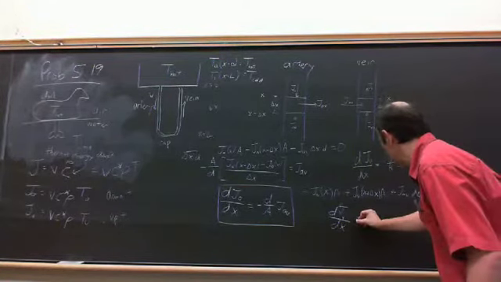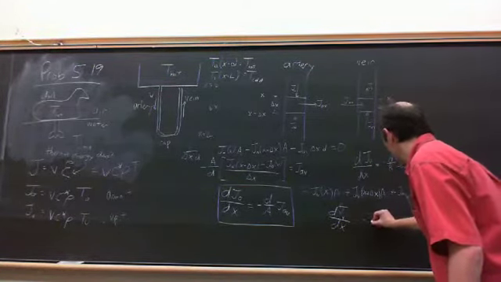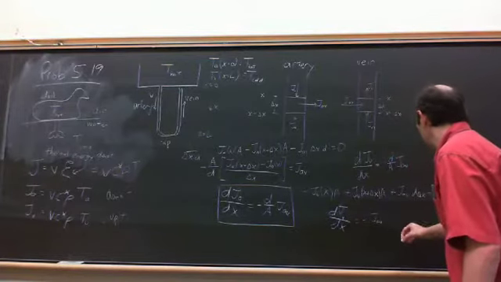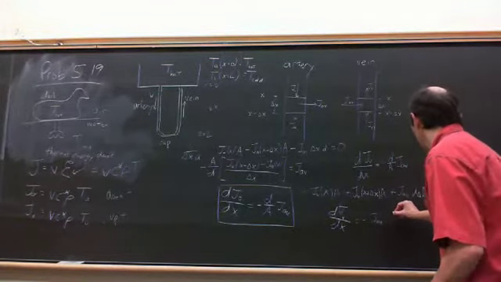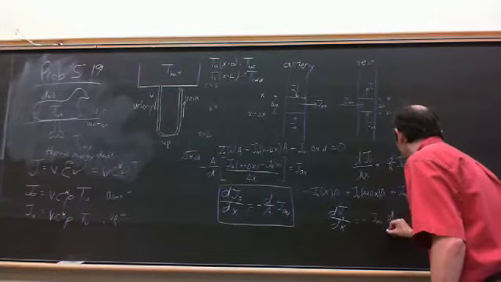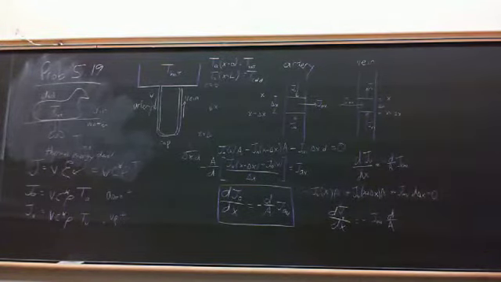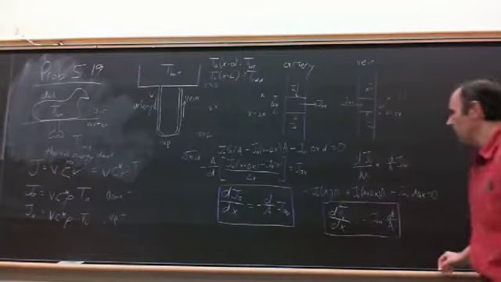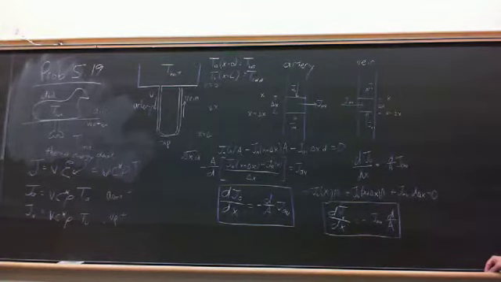It becomes minus J_AV, and I divide it by delta x, and I divide it by A. I factored the A out. So this becomes dJ_V dx equals minus d over A J_AV. So it's exactly the same differential equation as for J_A.